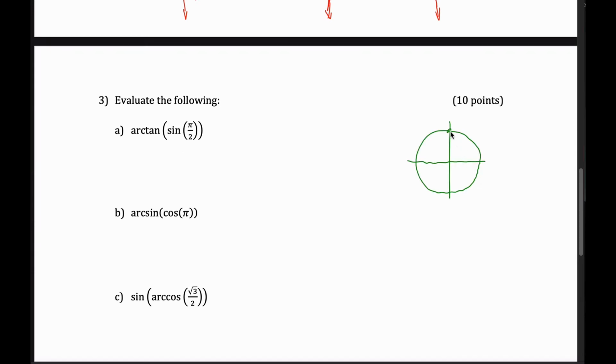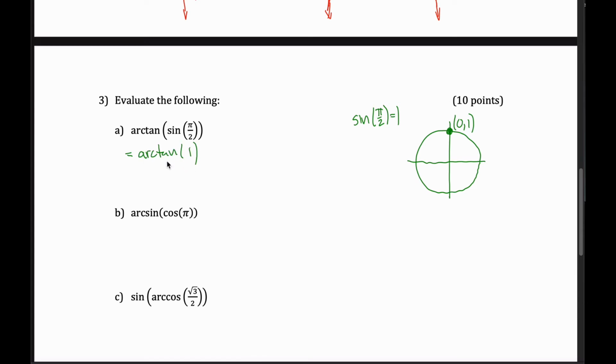So on my unit circle, pi over 2 is up here, and this point has a y coordinate of 1, so therefore the sine of pi over 2 is just equal to 1. So I can replace this sine of pi over 2 inside these parentheses with the number 1. What I'm saying is A is the same as the arctangent of 1.